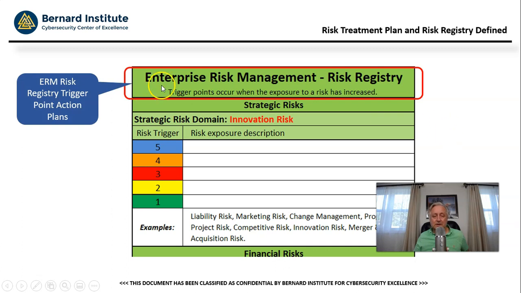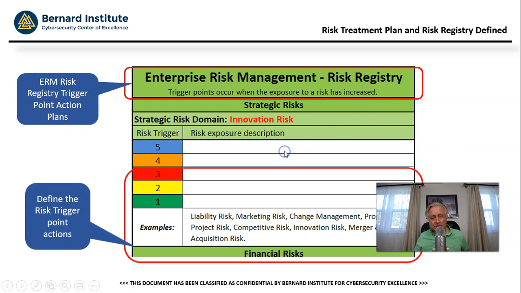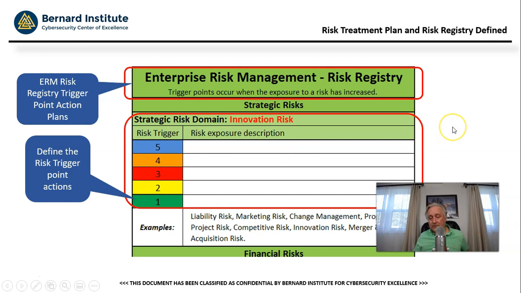So this is the Enterprise Risk Management Risk Registry. These are the triggers, and they're defined here, and we have action plans to back this up. And there are some examples down here. So liability, project risk, competitive risk, innovative risk, all of these things that we talked about already.